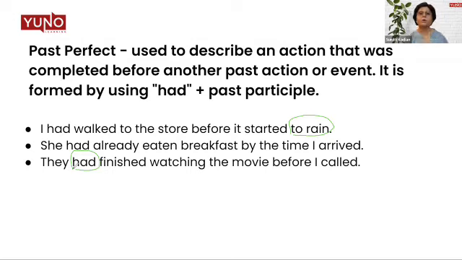Suppose you are talking about a series of past actions, one thing happened after another. Then you put it this way: they finished watching the movie before I called. One after another they happened. If there was a slight gap, they had finished watching the movie before I called. Could be 1 hour earlier, could be 2 hours earlier. So that slight difference in the meaning is there. Clear to you? Or we can use just also: they just finished watching the movie before I called. They had just finished.